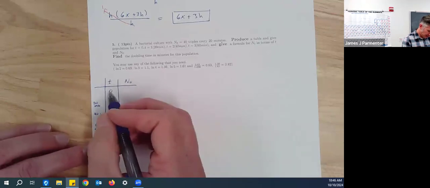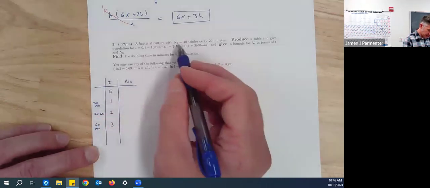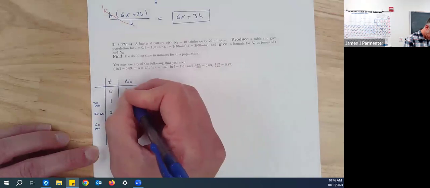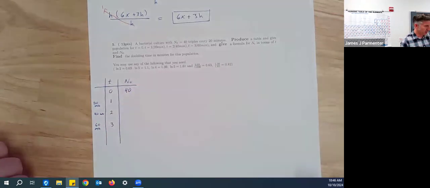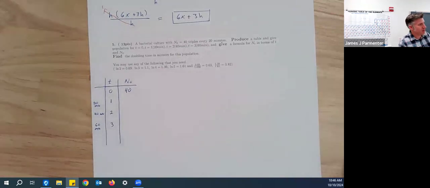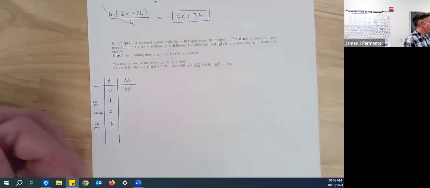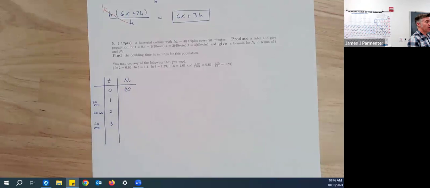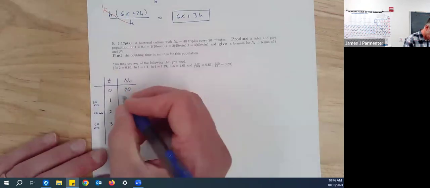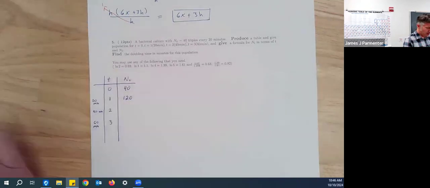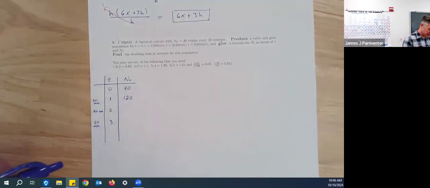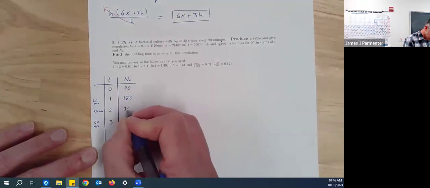And then we know that at time 0, we're going to have 40 bacteria. And then every 1 unit of time, aka every 20 minutes, the population is said to triple. So that's not too terrible. 40 times 3, well, 4 times 3 is 12, so 40 times 3 is 120. And then in the next 20 minutes, it's going to triple again. And 120 times 3 is 360.